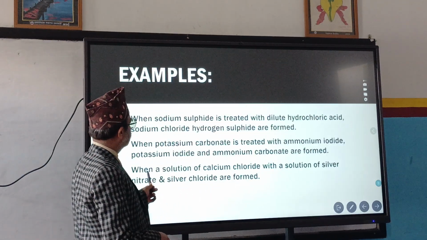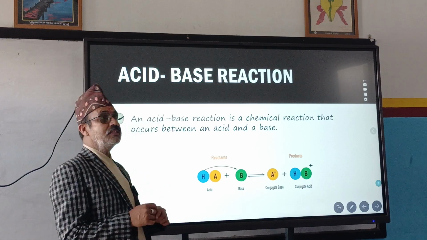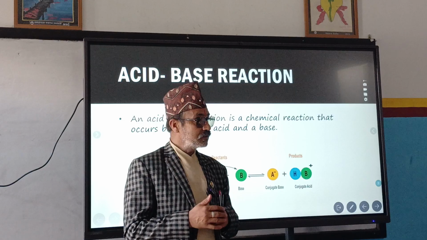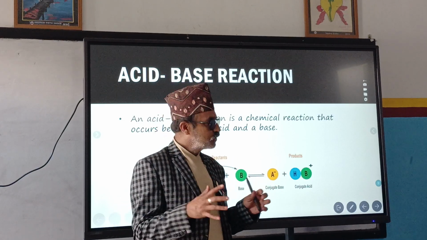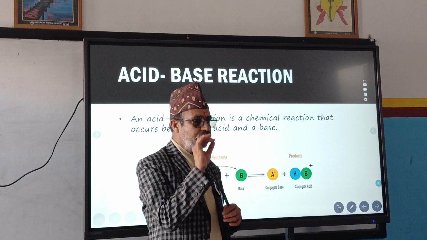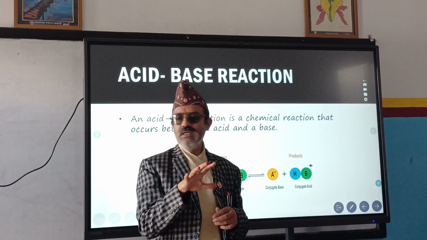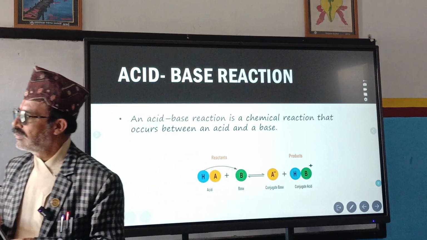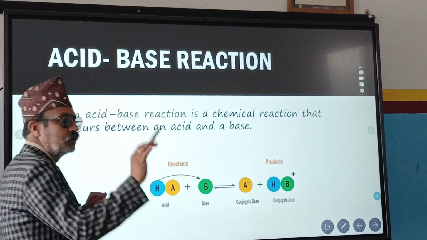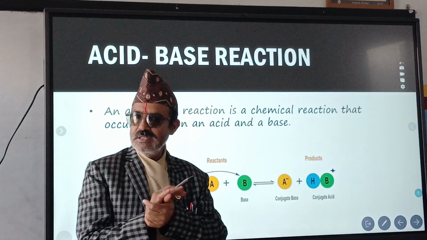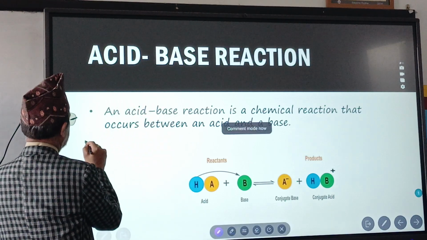Next one is what? Acid base reaction. Acid base reaction also looks like a double displacement reaction. But what is the difference? In an acid base reaction, there is an acid and a base. For example, just to identify whether that is an acid base reaction or a double displacement reaction, I will give two examples.